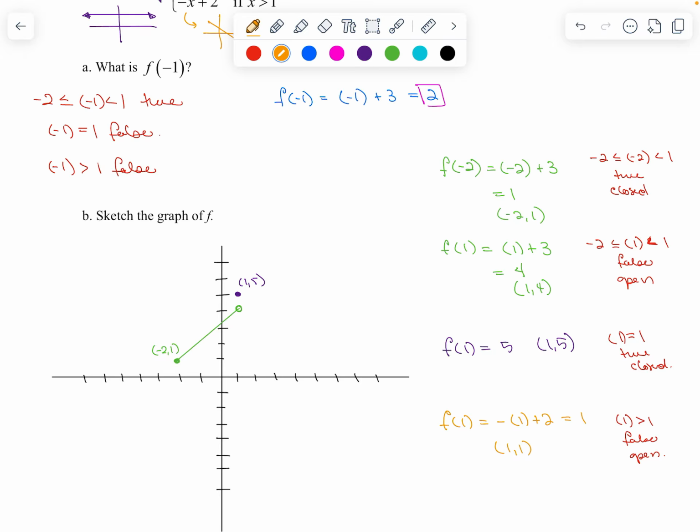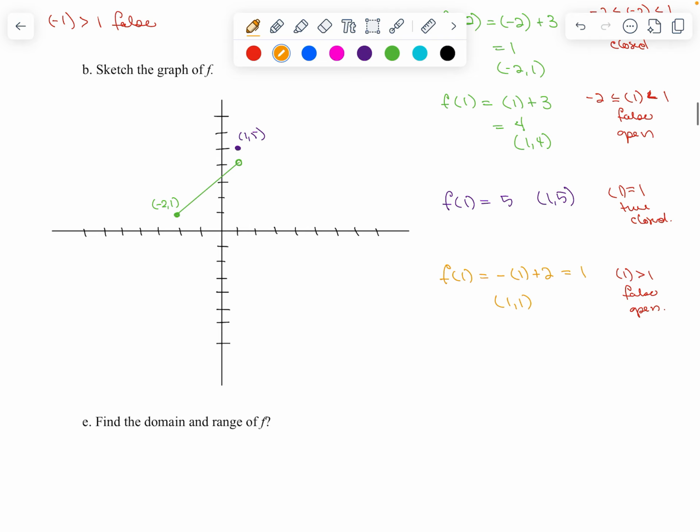So plugging in, let's say 3. F at 3 is equal to negative 3 plus 2 equals then negative 1. So I have 3, 1 is my ordered pair. Then noticing again, we chose the x specifically so we get a true statement, and so we do. So this is a closed point.